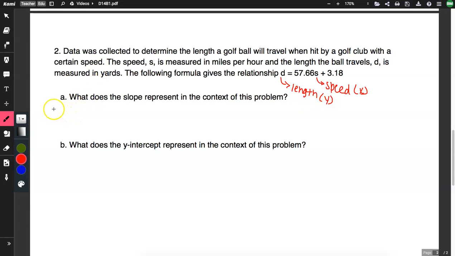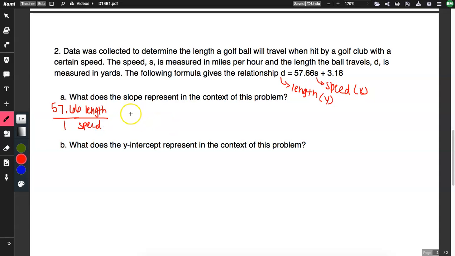So when I talk about the slope, my slope is 57.66. I'm going to make it a fraction over 1, and I'm going to put the variables with it. So the y variable goes on top, so that would be our length. Remember, it's y over x. And then the x variable is on the bottom, that's speed.